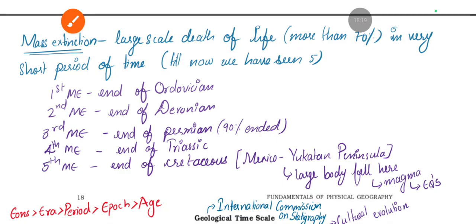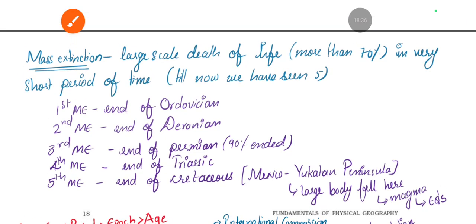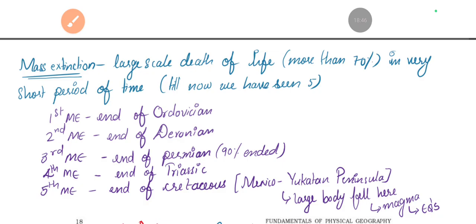These mass extinctions can be due to a lot of reasons. For example, natural reasons like earthquakes, volcanic eruptions, or the fall of meteoroids. It can also be due to anthropogenic reasons. I'll tell you how anthropogenic reasons can cause mass extinction by the end of this lecture.